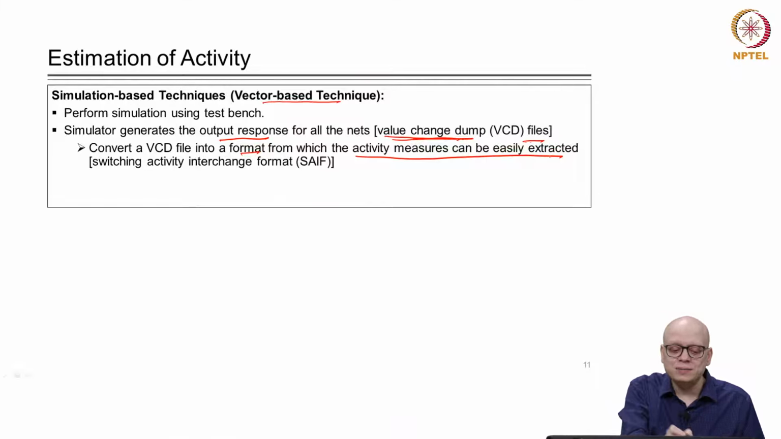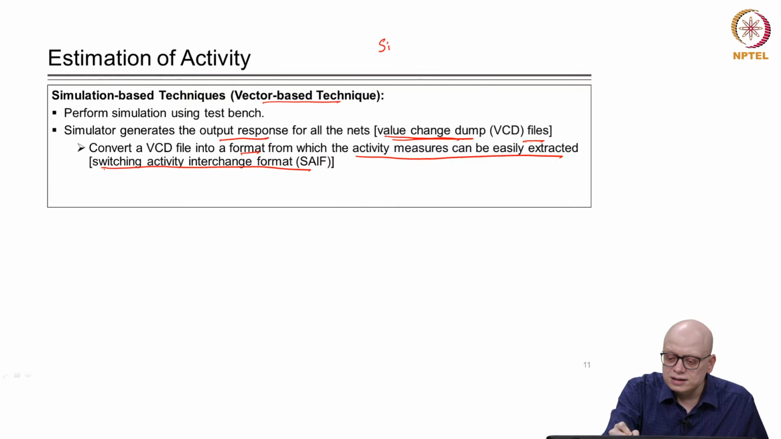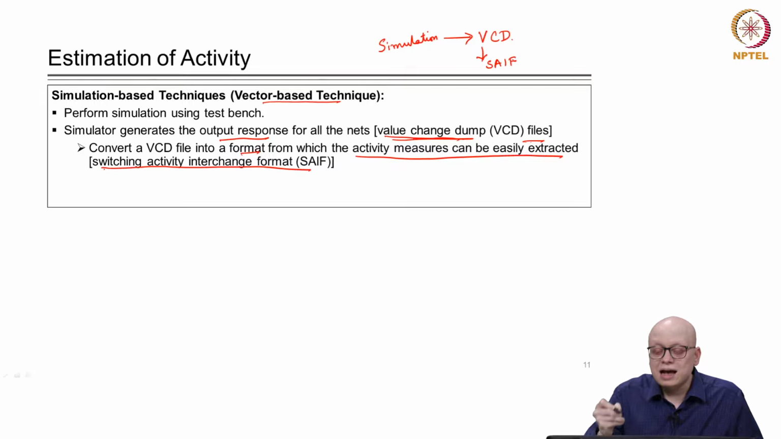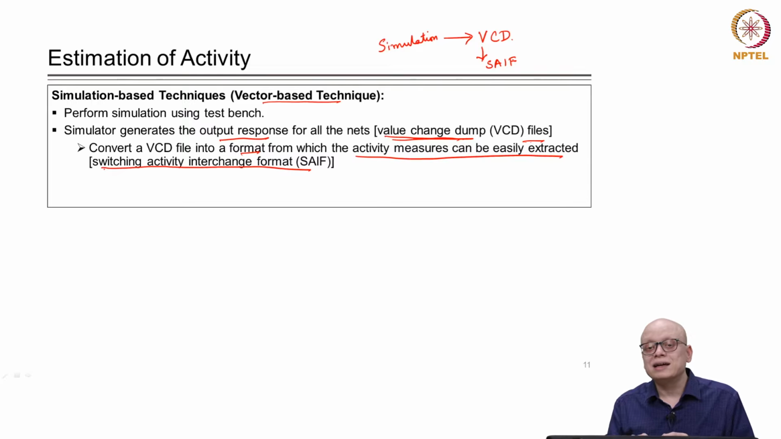That format is typically the Switching Activity Interchange Format, or SAIF format. So, we did simulation, and after simulation we got a VCD file, and from the VCD file we get a SAIF file, which is in a format from which the activity can be easily extracted by the power analysis tool. Using these activities, the tool will compute the power dissipation in our circuit.